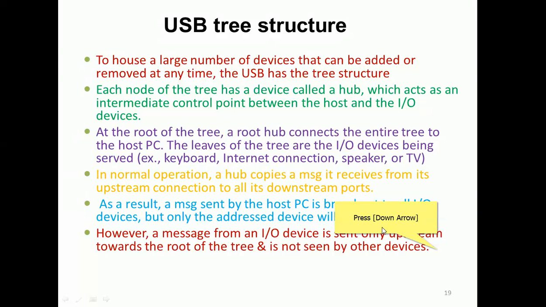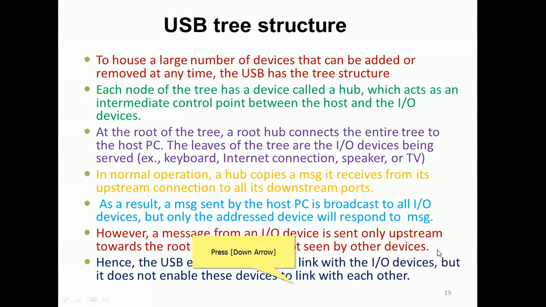However, a message from an IO device is sent only upstream towards the root of the tree and is not seen by the other devices. Assume that 5 devices are connected at the leaves level. If, for example, the 4th device wants to send some information upstream to the root level, the other 4 devices will not know that, so it is hidden. From lower to higher there is a hiding mechanism. If the processor wants to send data, it is sent to a particular device by identifying its address, so secrecy is also maintained.